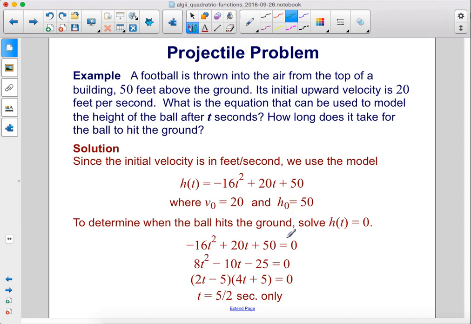To determine when the ball hits the ground, solve h of t equals 0. So we want the height off the ground to be equal to 0. When we set it equal to 0, we can divide everything first by 2, and then we can factor, finding that t equals 5 over 2 seconds.